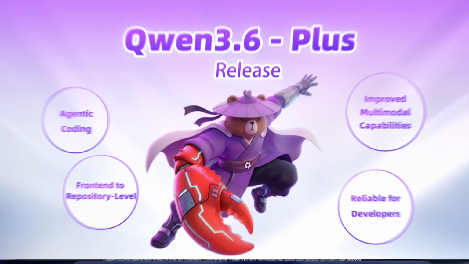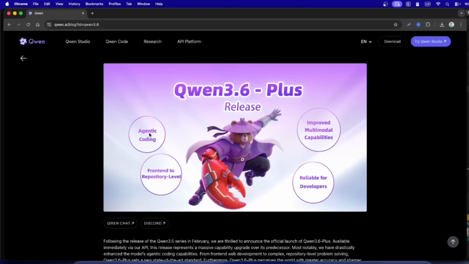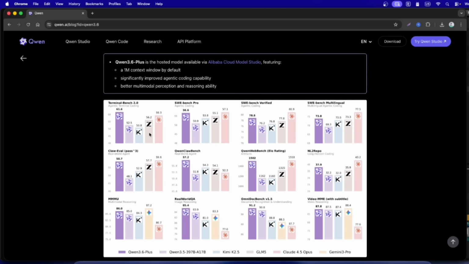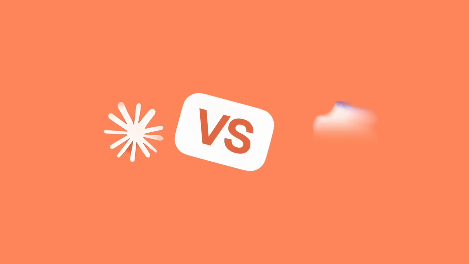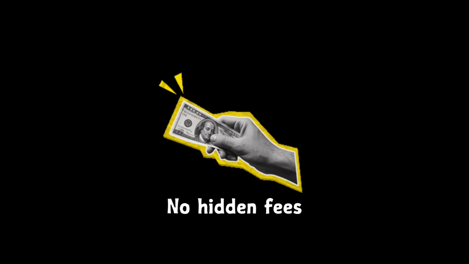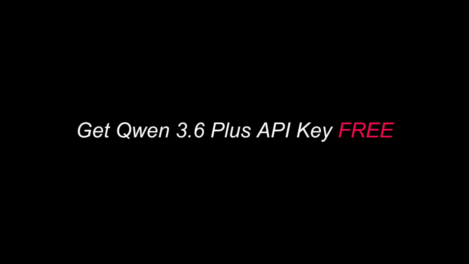Welcome back. Today we're diving into Alibaba's latest masterpiece, Qwen 3.6 Plus. It's a serious heavyweight in coding, reasoning, and multilingual tasks, making it a top tier alternative to OpenCode or Claude. And the best part, no credit card required, no paid subscription, and no hidden fees. In this video, I'm going to show you how you can get Qwen 3.6 Plus API key for free.